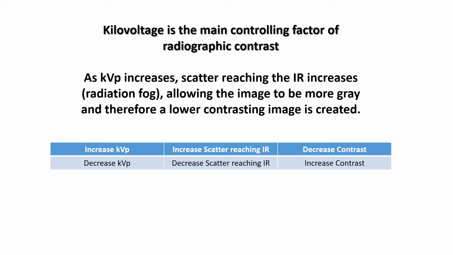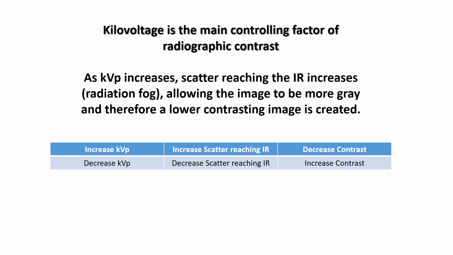Very, very, very important. Kilovoltage is the main controlling factor of radiographic contrast. As kVp increases, scatter reaching the IR increases because that radiation is in a more forward direction, and we call this radiation fog, allowing the image to be more gray, and therefore a lower contrasting image is created. So in the box here, if we increase the kVp, we increase the scatter reaching the IR, contrast goes down.